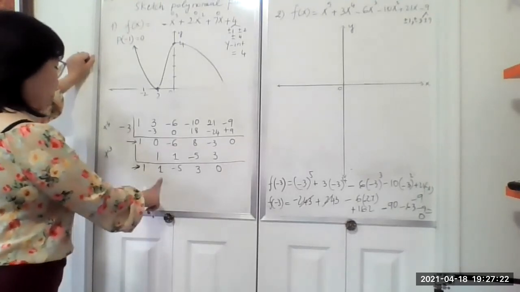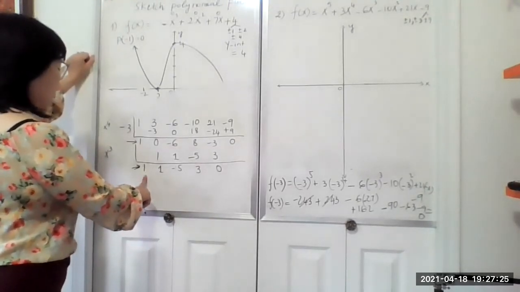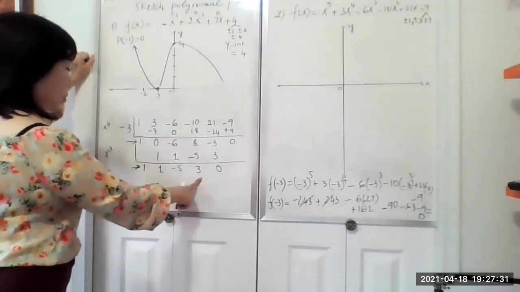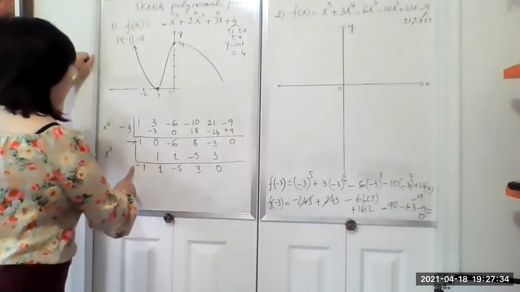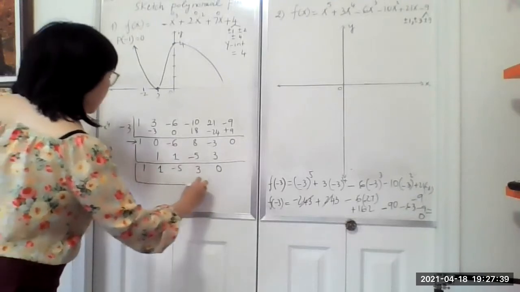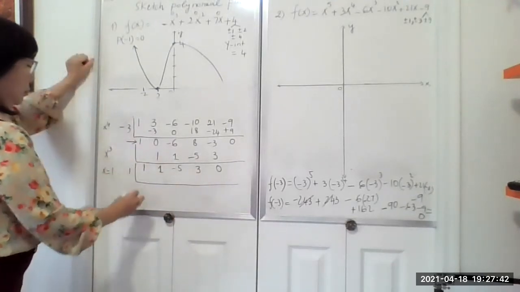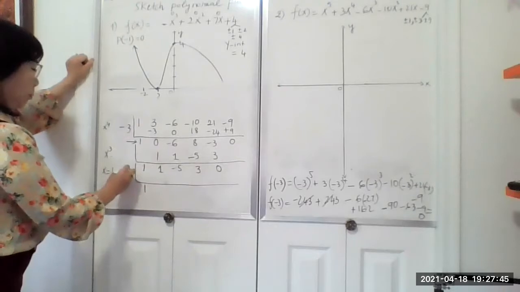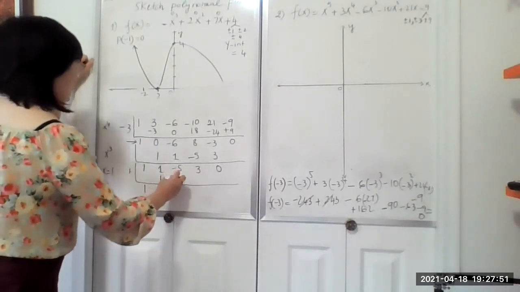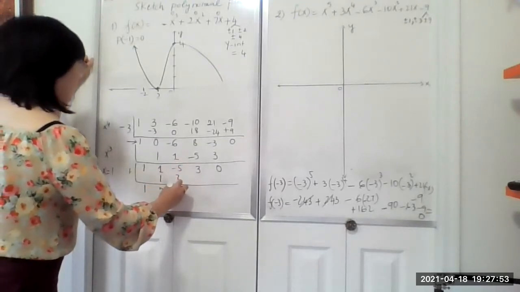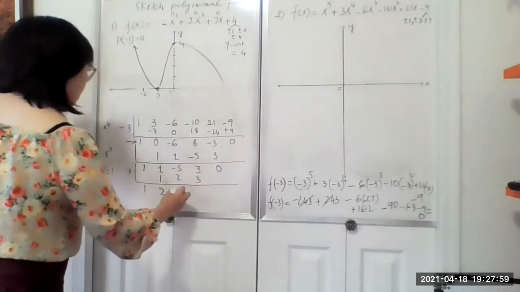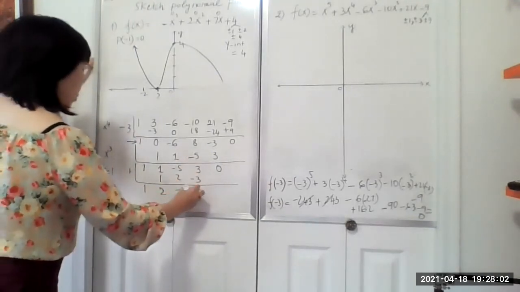It seems another one will work in here because if x equals 1, then 1 plus 1 is 2. 2 plus 3 is 5, minus 5. So yes, we can have another factor x equals 1, and then we divide using synthetic division again. So 1, bring it down. 1 times 1 is 1. Add them, will be 2. 2 times 1 is 2. Minus 5, add 2 is minus 3. Minus 3 times 1 is... so minus 3, sorry. 3 plus minus 3 is 0.